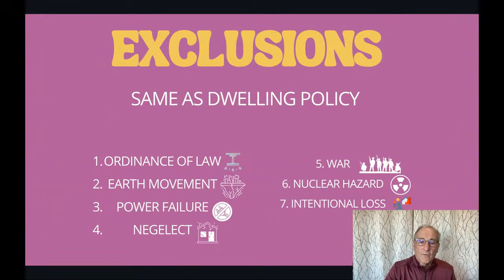What's not covered? Oh, this is easy. It's the exact same stuff that's not covered on a dwelling policy. Ordinance of law, earth movement, power failure, neglect, war, nuclear hazard, intentional loss. A commonly asked question: earthquakes aren't covered. Can I buy earthquake insurance? Yes, you can, but it's a separate policy, okay? But it's not covered on your policy. These are the things that aren't covered. Same in dwelling policies and homeowner policies. Maybe you want to make a list of them so they don't trick you with it.